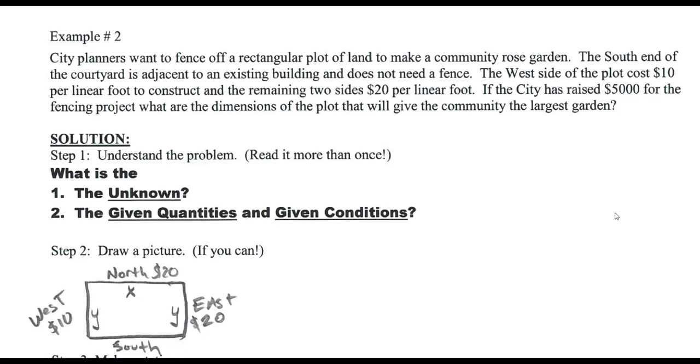Section 4.7, Optimization. Please download the worksheet and follow along for example number 2. Example 2.